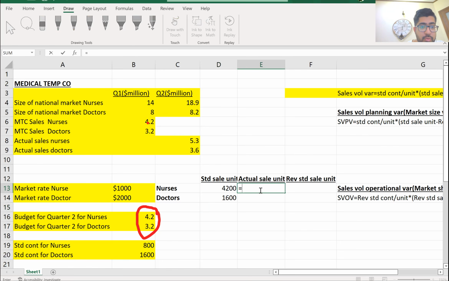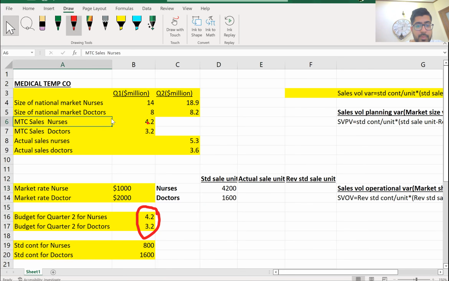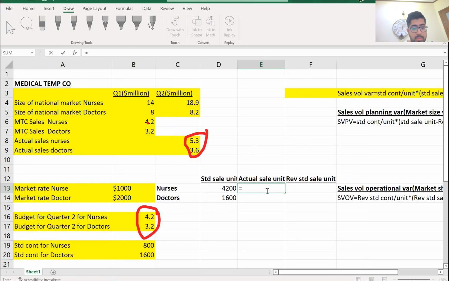Actual sales units for quarter 2 is also given. If you see for quarter 2, the actual data for nurses is 5.3 million. This is dollars, 5,300,000. You need units, so just divide by the selling price of nurses, which is 1,000. And for doctors, it's 3.6 million, 3,600,000.